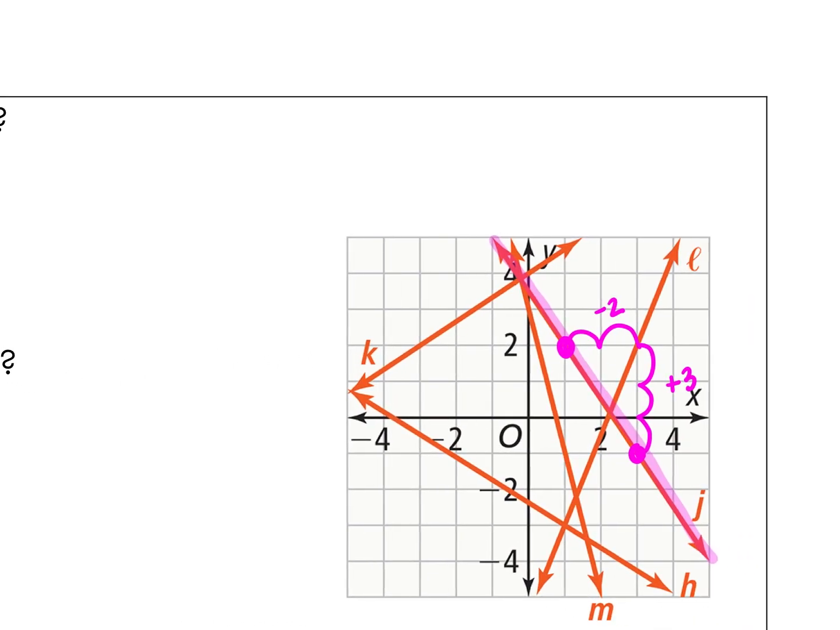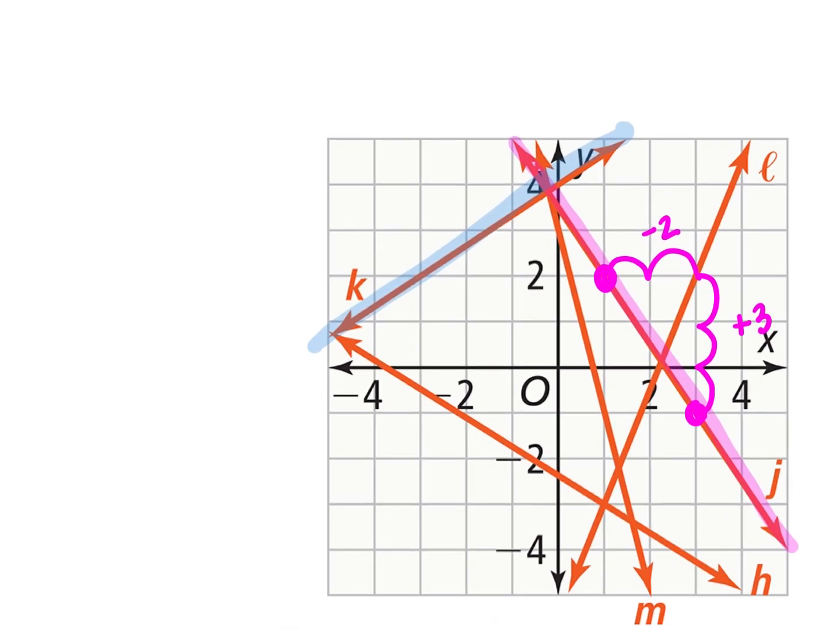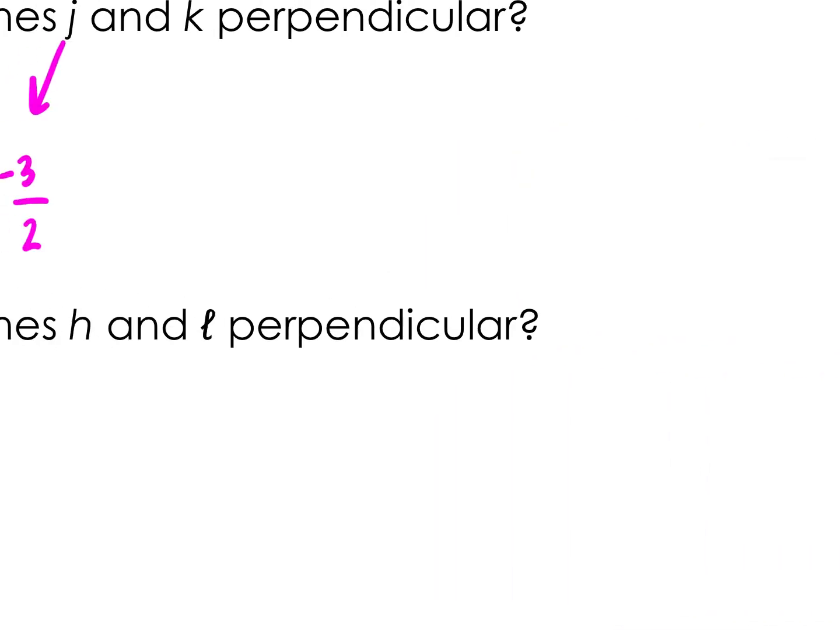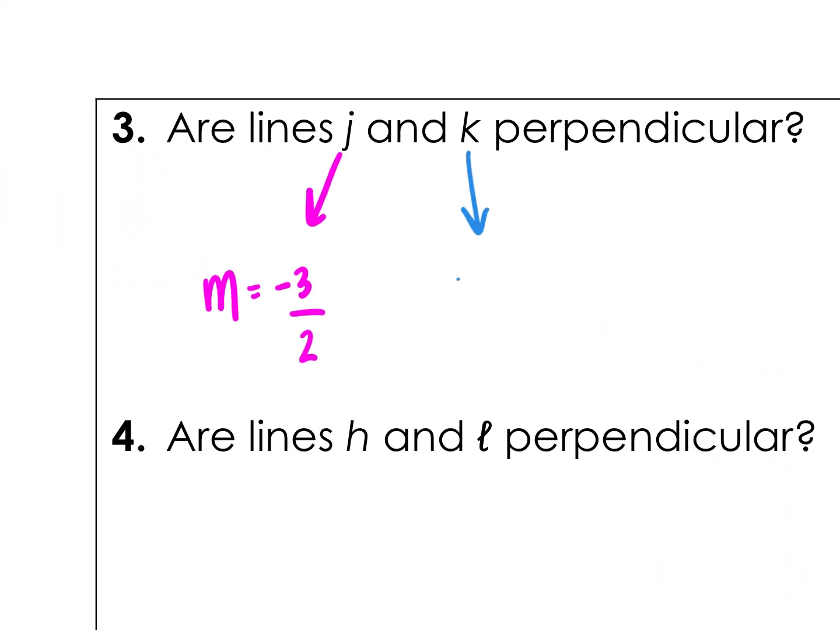K, on the other hand, up here, let's find its slope. Find 2 points that go through the corners of squares. Find the rise, 2, and the run, 1, 2, 3 to the right is positive 3. So that has a slope of 2/3.